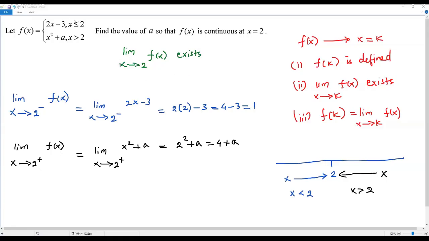Now we have to equate the left side limit 1 and the right side limit 4 plus a and solve for a. So 4 plus a equals 1. To solve for a, I have to get rid of this 4, so I subtract 4 from both sides. When I do so, the positive 4 and negative 4 cancel. So a equals 1 minus 4, which is negative 3. So when the function f(x) is continuous at x equals 2, the value of a is negative 3.